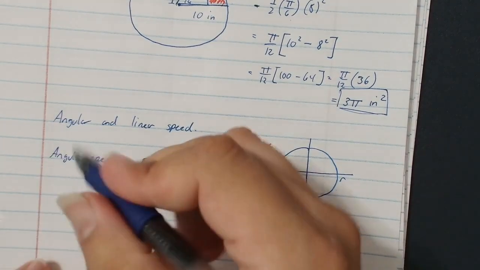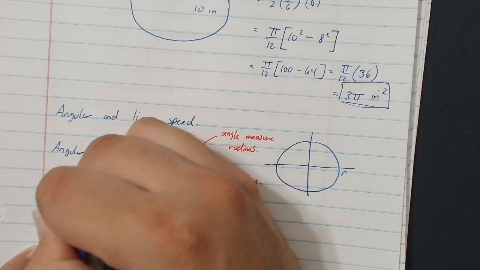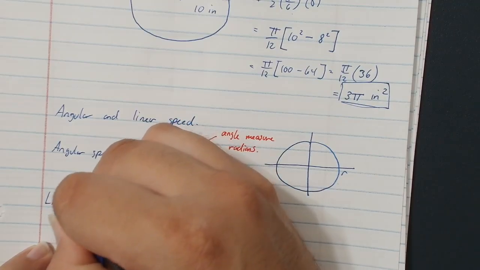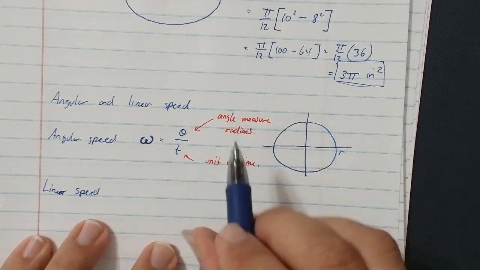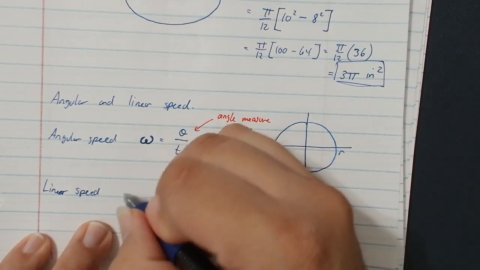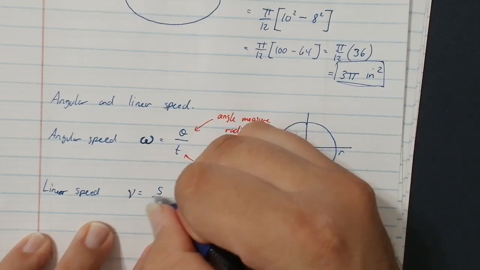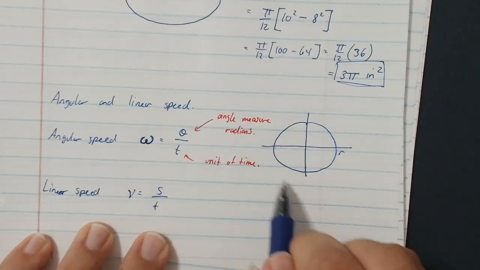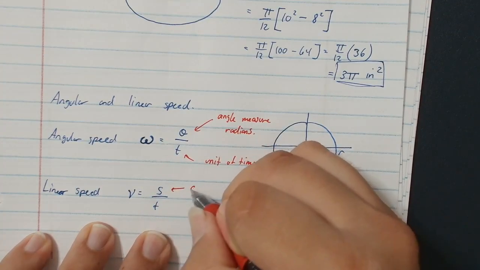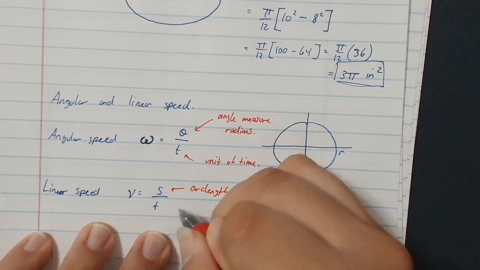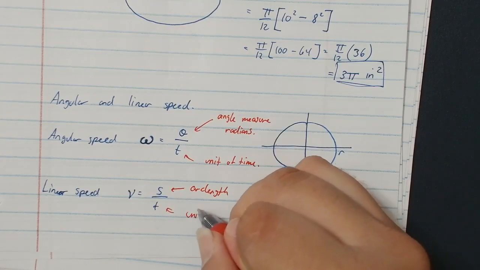On the other hand, your linear speed is just the distance traveled. It has nothing to do with an angle. Linear speed, even though you're not actually following a line, is linear speed as in a straight line distance speed. That's going to be given by v equals s over t, where s is the arc length. It's the actual distance around the outside. And t is, again, the unit of time. Hours, minutes, seconds, or whatever it might be.